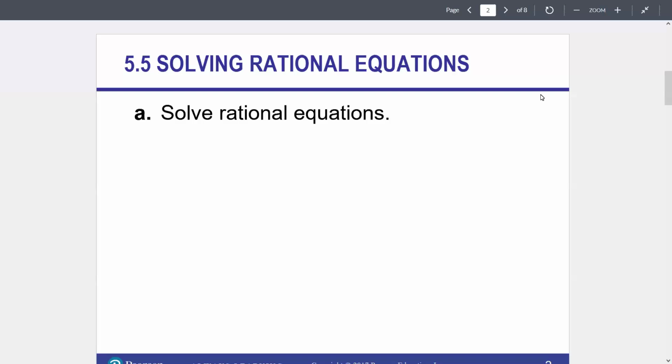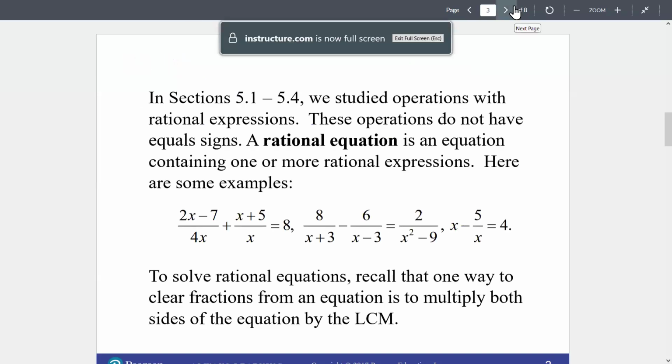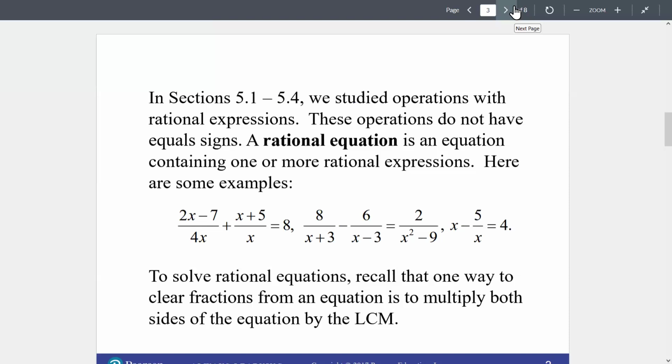So our last bit for chapter 5, we're actually skipping around a little bit. So we're going to go to 5.5, which is just solving rational equations. So we're going to still use that idea of your LCM. It's just we're going to use it a little differently here.